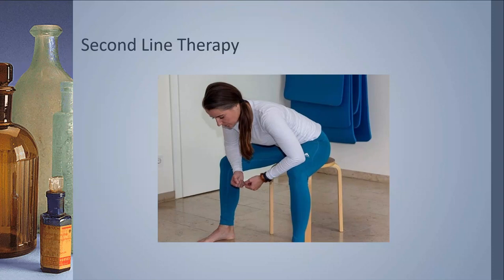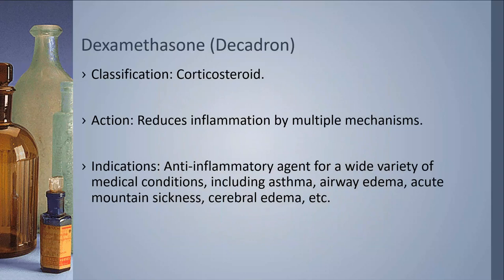Now, the most common types of steroids that we're going to use are going to be methylprednisone and dexamethasone, and both of them seem to be equally effective. So let's look at dexamethasone. Trade name is called Decadron. Now, what it does in both of these is reduce inflammation by multiple mechanisms. How it reduces inflammation, I don't really care.